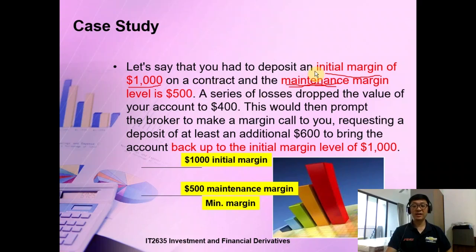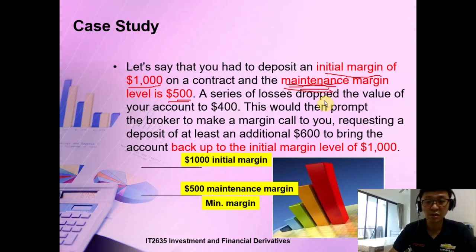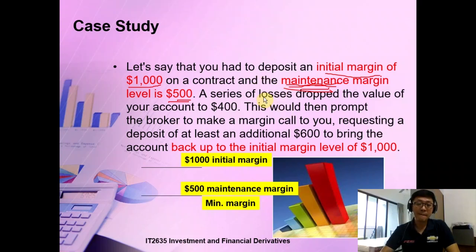So let's say initially you need to put $1,000 in order to do the futures trading, but in order for you to continue to do the trading, you need to maintain a minimum sum of 500. So that's where the maintenance margin comes in. So let's see how the whole thing plays out.